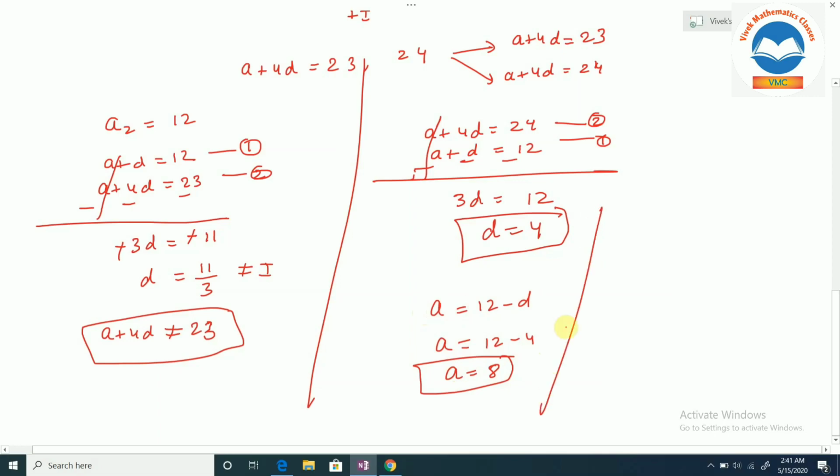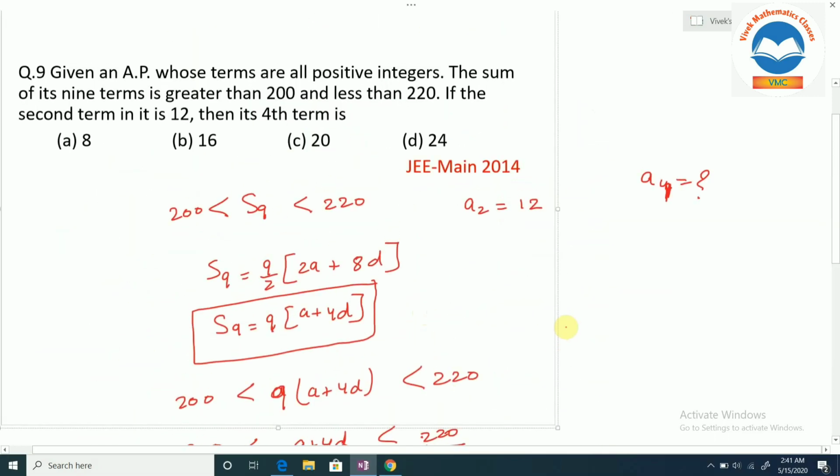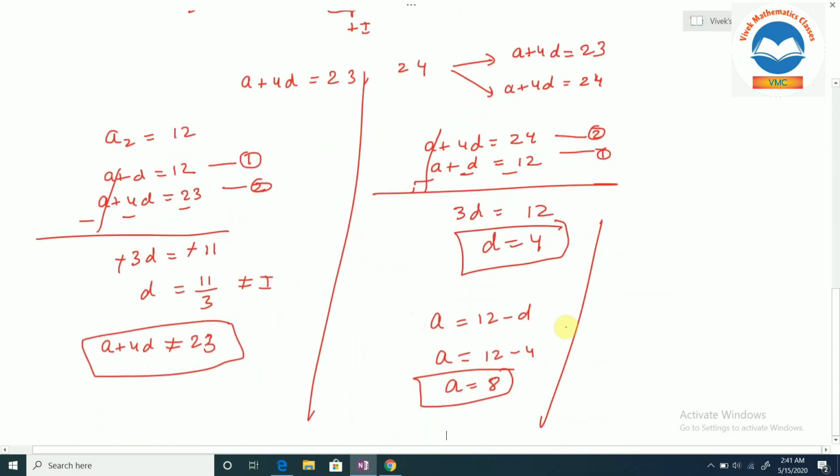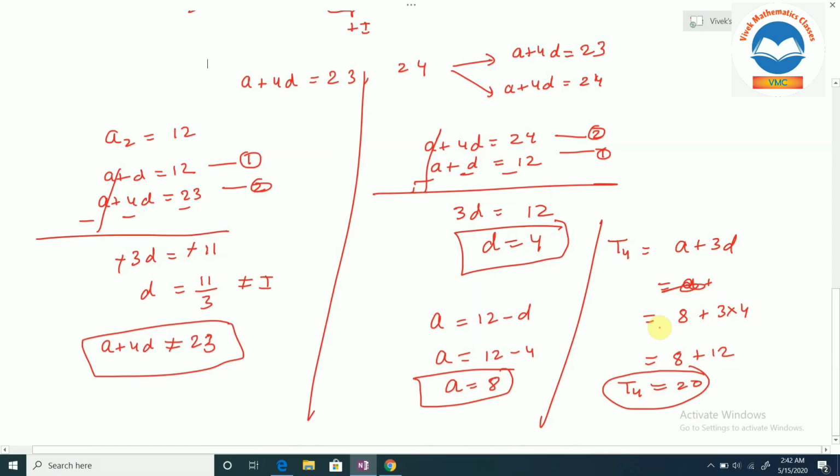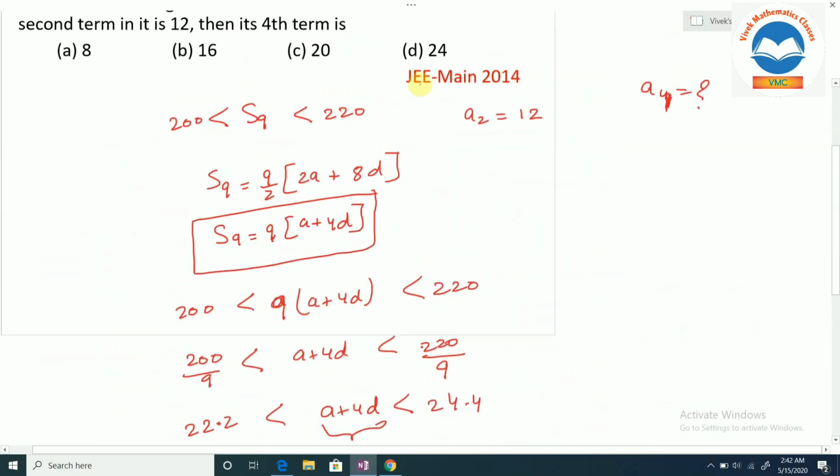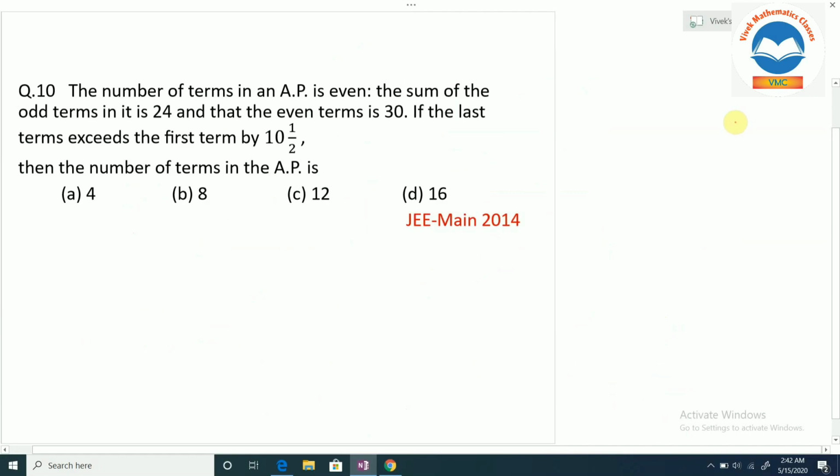So what are they asking? T4. What will be T4? T4 will be a plus 3d. The a value is 8, plus 3 into 4, which means 8 plus 12, which is 20. T4 will be 20. We will check which one is correct. C part is correct. We will move to the next, 10th question.